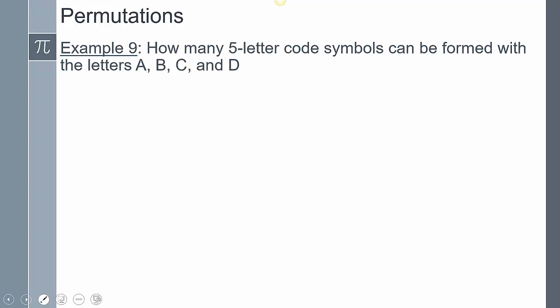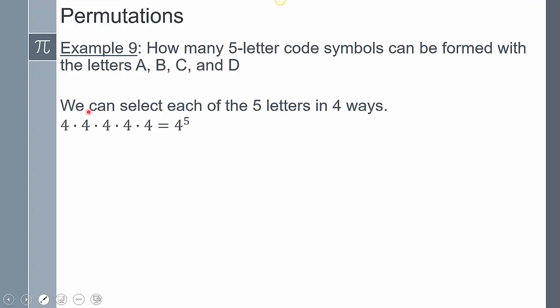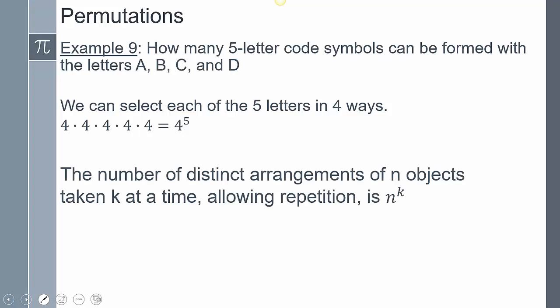Example 9: how many 5-letter code symbols can be formed with the letters A, B, C, and D? We can select each of the 5 letters in 4 different ways. I want to create a 5-letter code, so it's going to have 1, 2, 3, 4, 5 positions, but there aren't any restrictions on repeating. So my first letter, I can select 4 ways. My second letter, 4 ways. My third letter, 4 ways. My fourth letter, 4 ways. My fifth letter, 4 ways. And so that gives me 4 to the 5th power, and that's my answer.